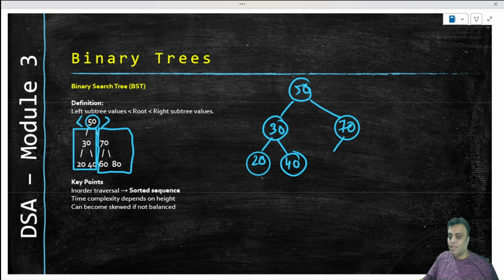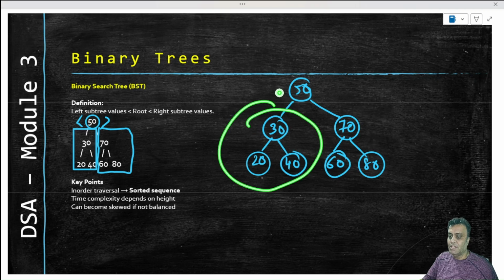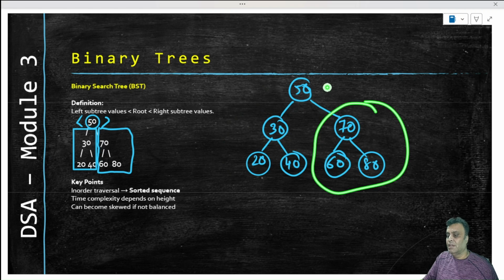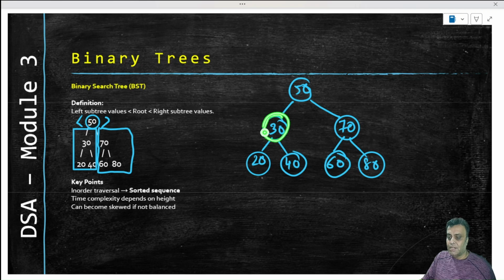70, and then we have 60, and then we have 80. So let us observe that from the left subtree everything is less than 50. From the right subtree everything is greater than 50. Right? And if I take 30 as my root, then the left subtree is less than 30 and my right subtree is greater than 30. If I take 70 as the root, then my left subtree is 60, which is less than 70, and my right subtree is 80, which is greater than 70.